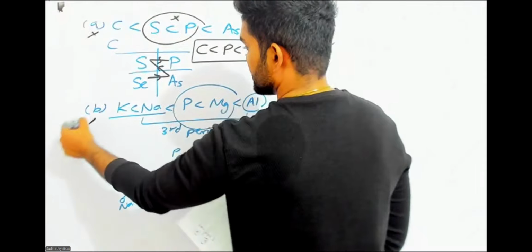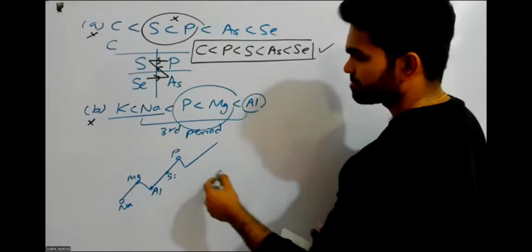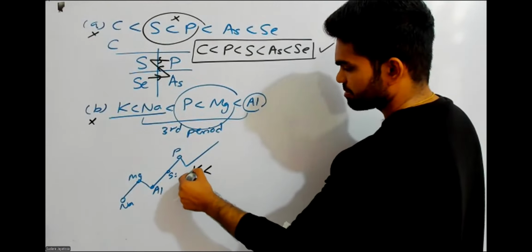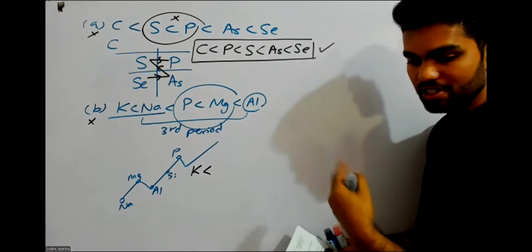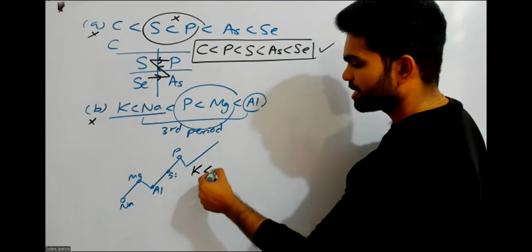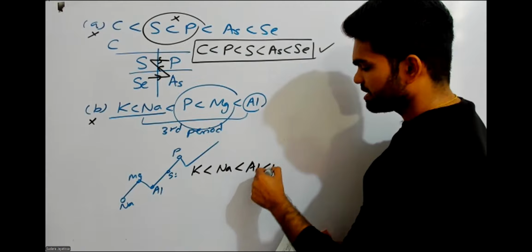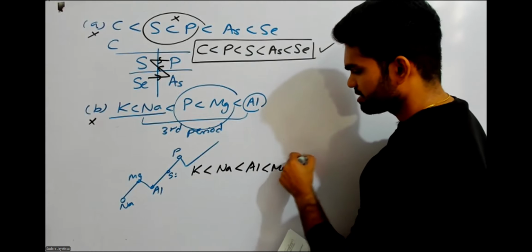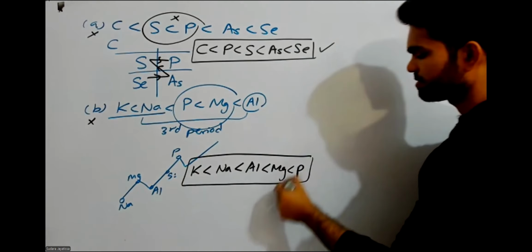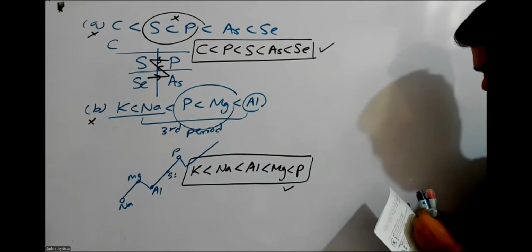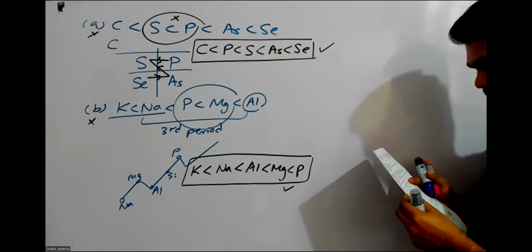So write the correct order. What is the correct order? Potassium is the lowest because potassium is larger than sodium, so it's easier to remove electrons than sodium. Then sodium. Then you have aluminium, magnesium, then phosphorus. This is the correct order. So both the statements were wrong, right?